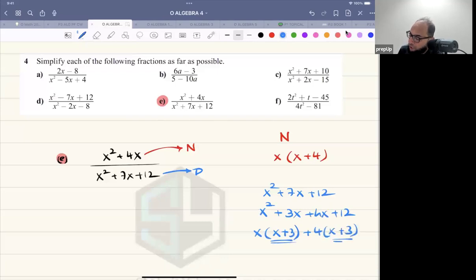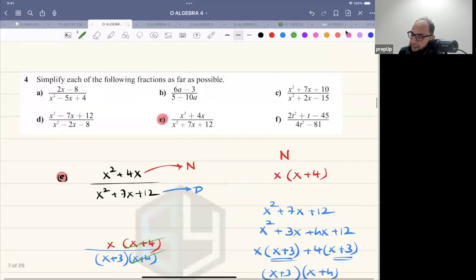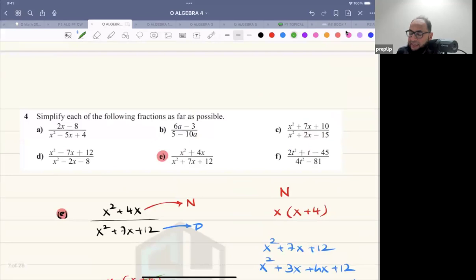Take x plus 3 common out, and we are left with x plus 4. So the denominator is (x plus 3)(x plus 4). The numerator is x(x plus 4). It will cancel out, x plus 4 cancels out, and we are left with x over x plus 3. The other questions are made in the same pattern.